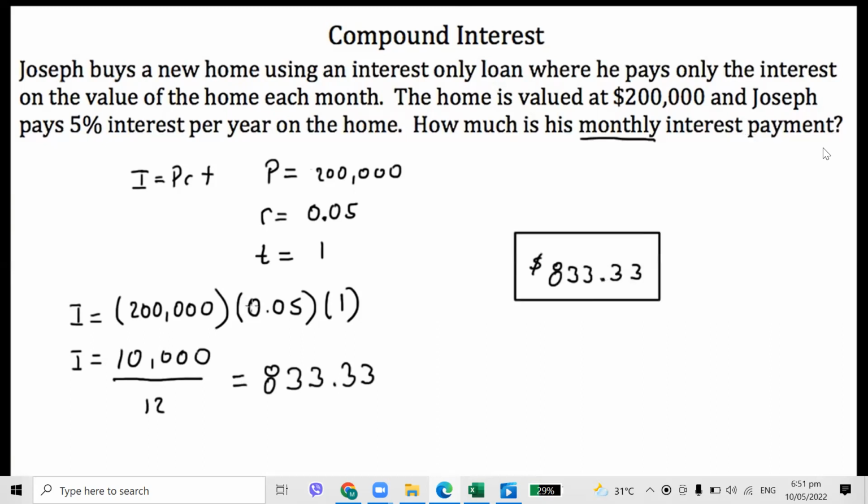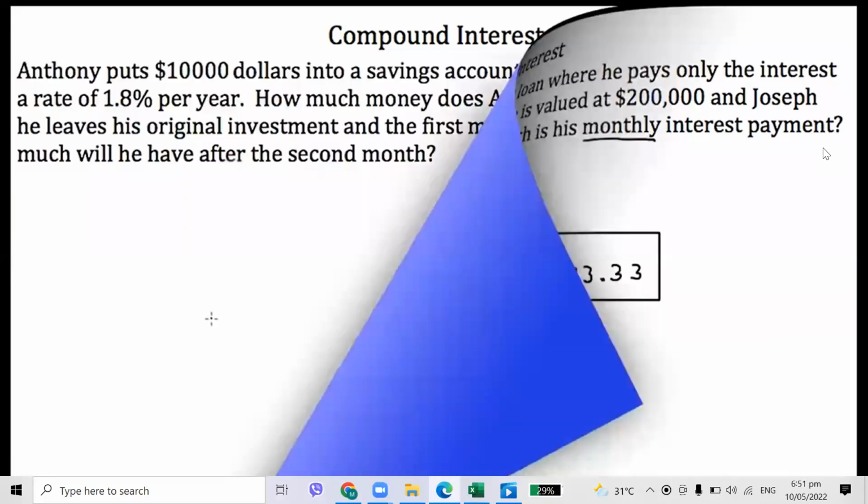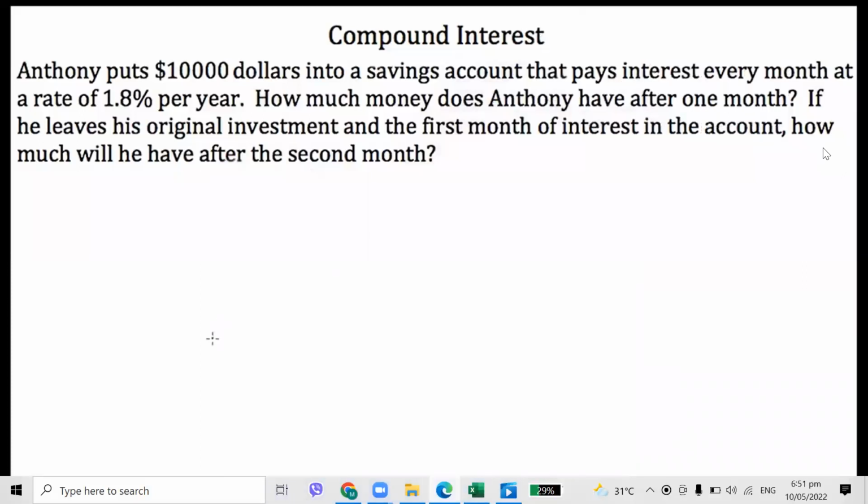Now let's look at another example. Here Anthony puts $10,000 into a savings account that pays interest every month at a rate of 1.8% per year. How much money does Anthony have after 1 month? And if he leaves his original investment and the first month of interest in the account, how much will he have after the second month? Well, let's deal with the first month.